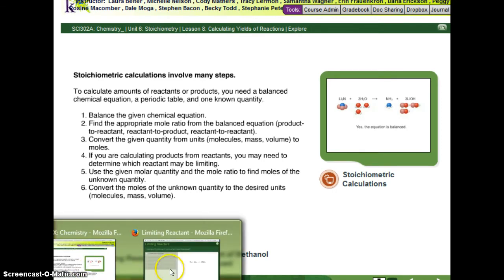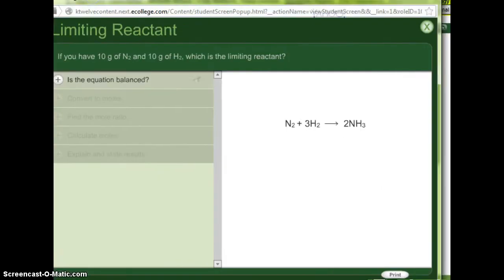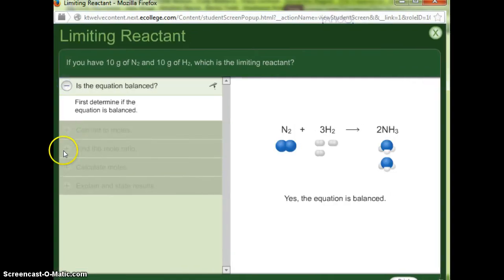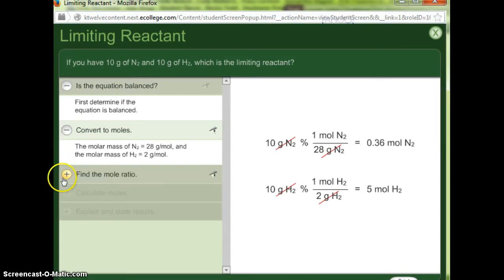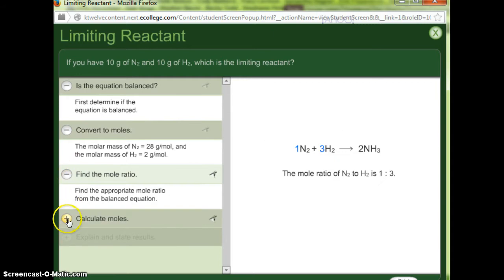Maybe, if it wants to let me show you both. All right. So again, it's balanced. We converted them both to moles. We found the mole ratio.